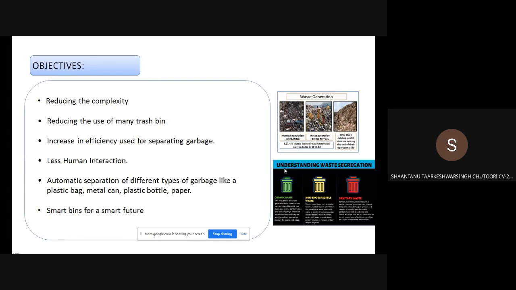Our objective is to reduce the complexity of separating different types of garbage by reducing the use of many trash bins and making a compact and multi-waste storing bin, and by having an automatic separation of different types of garbage like plastic bags, metal cans, plastic bottles, and paper. We are aiming at a reduction in the amount of time required for separating garbage by making a modern, stylish, and intelligent trash bin. These new bins will have a hand motion sensor so as to have the lid open upon proximity of the user, eliminating the need of touching the bins, which is very much required in this COVID world. Finally, we will be having an automatic air freshener, which will help to maintain a good smell.